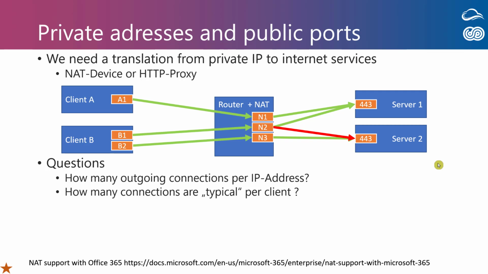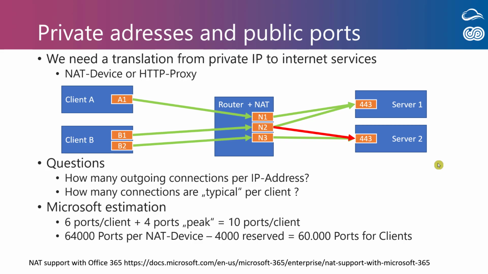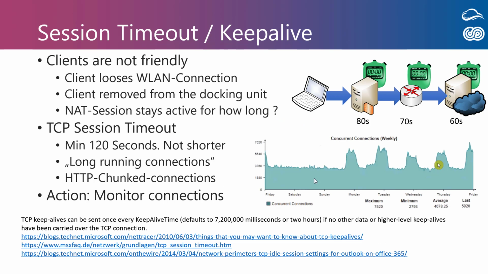So, how many connections do your clients have, and what's typical? That's the question I already had. There's a document from Microsoft about limitations for NAT support. The Microsoft calculation is 6 ports per client plus 4 ports peak. I don't know how old this document is, but in reality, I have seen 30, 40, 50 connections per client on average. So check your firewall if you can get the counters of active connections.